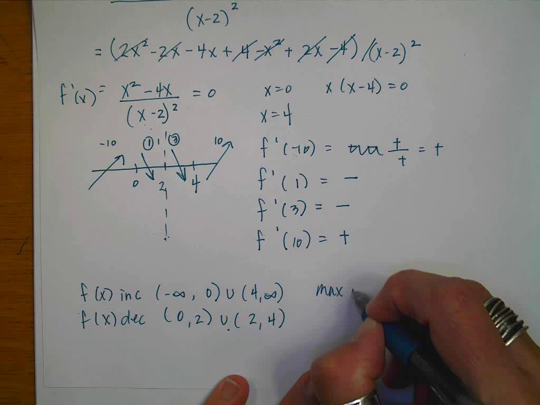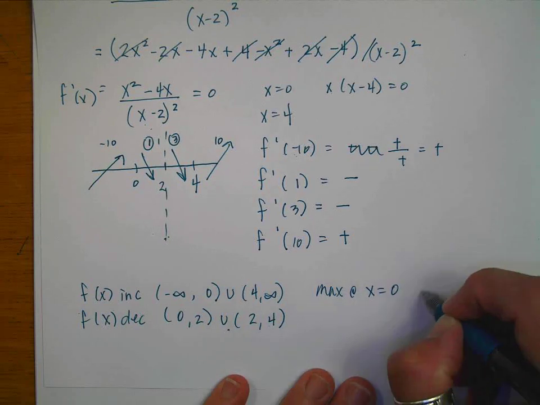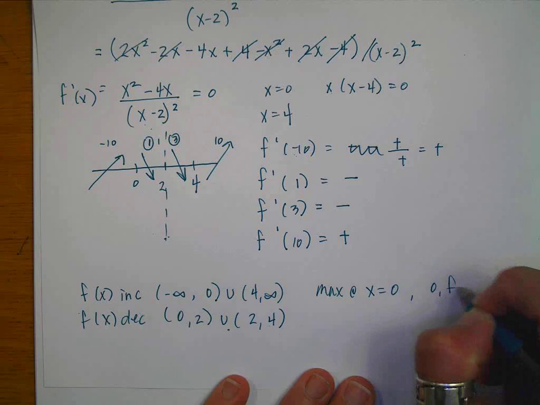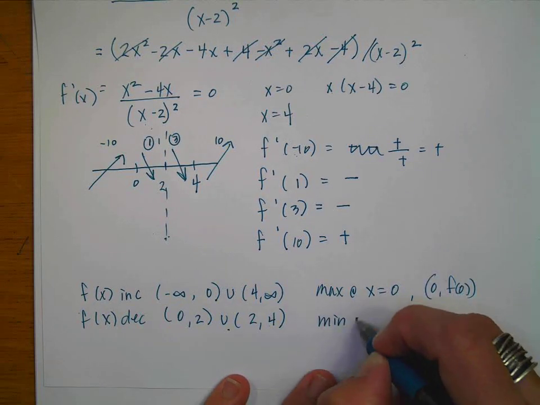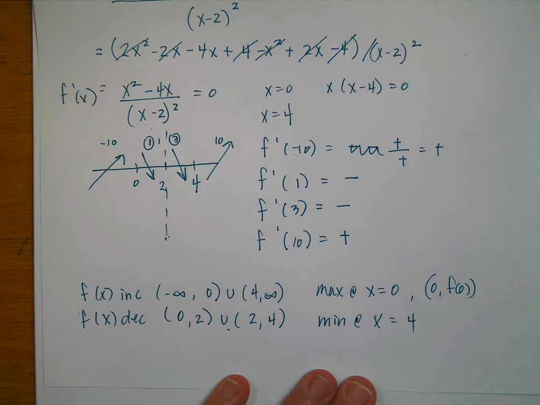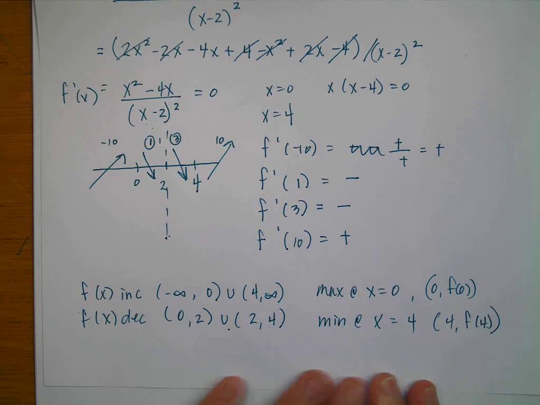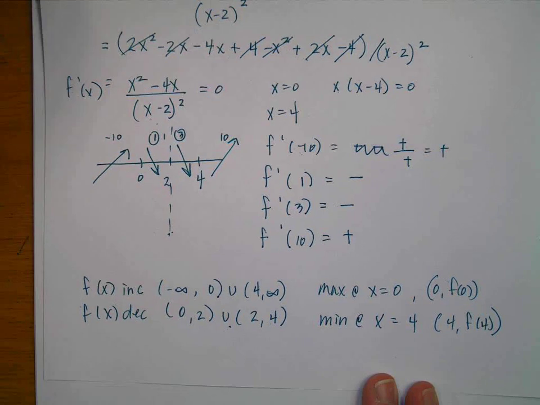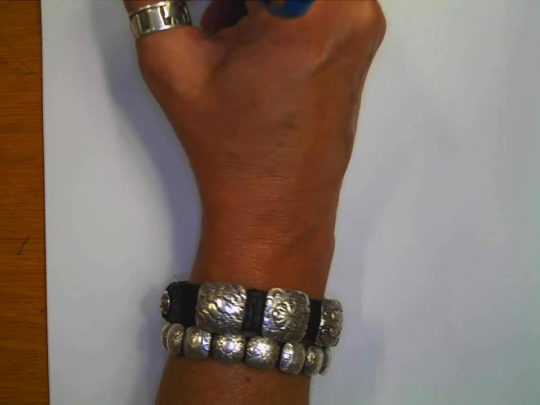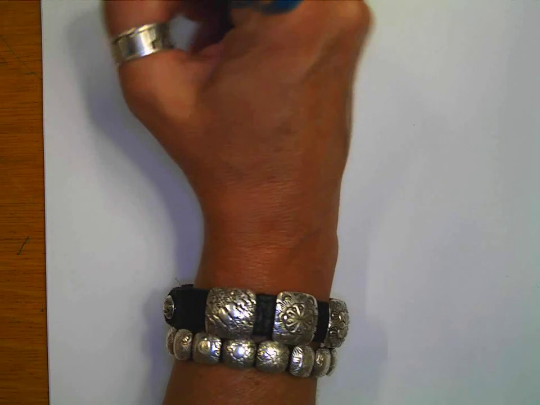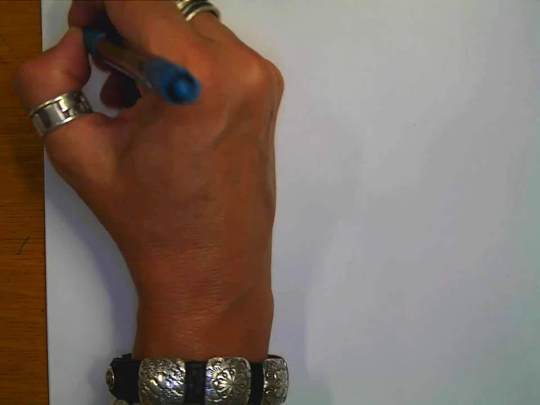I have a maximum at x is equal to 0, and so that would be 0, f of 0. And then I have a minimum at x is equal to 4, and that would be 4, f of 4. Okay? All right, and so that's everything that I would have used for my first derivative. I'm going to go ahead and rewrite my first derivative so we can see it again on the second page. And I had x squared minus 4x over x minus 2 squared.